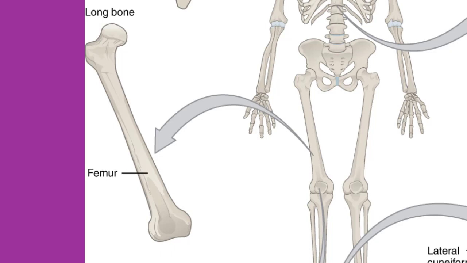Long bones are found in the arms, the humerus, ulna, and radius, and the legs, which are the femur, tibia, and fibula, as well as the fingers, metacarpals and phalanges, and toes, which are the metatarsals and phalanges. Also, long bones function as levers, and they move when muscle contracts.